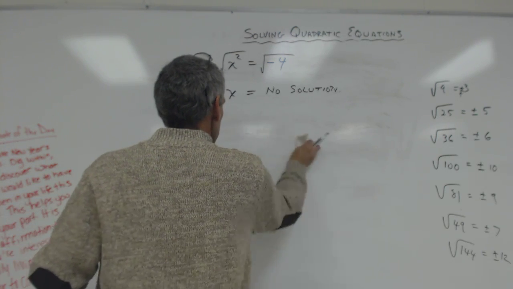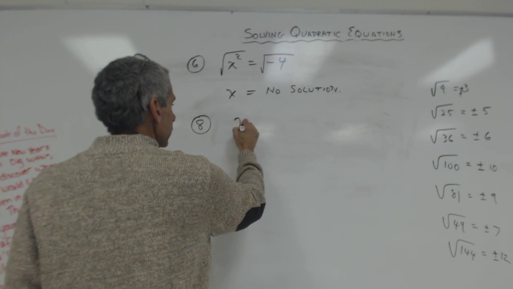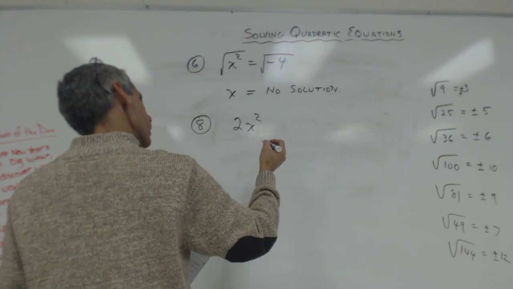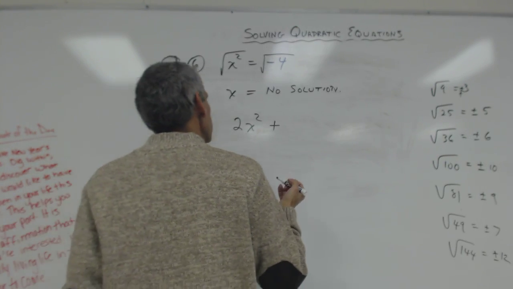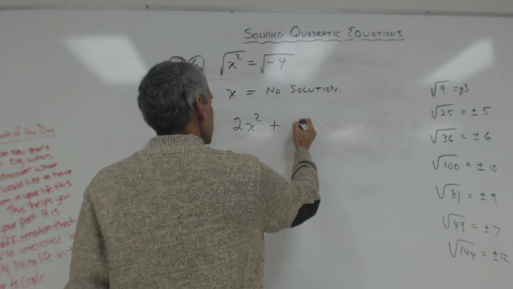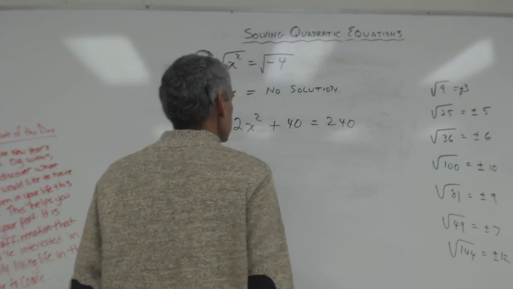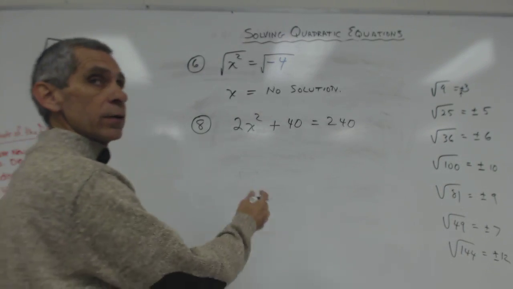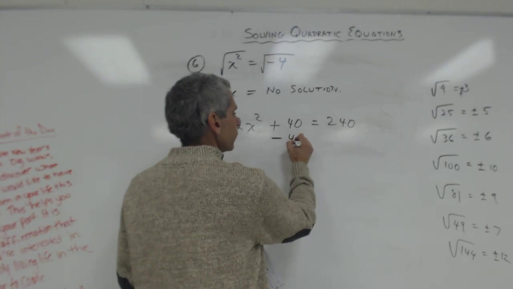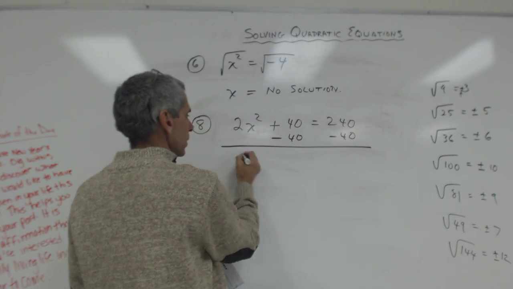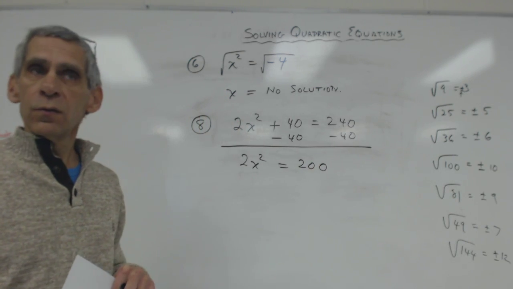This is number 8, right? How about I said 2x squared plus 40 equals 240. You guys agree? I would minus 40 first. Minus 40, 2x squared is equal to 200. Then x squared, that's going to be 100.